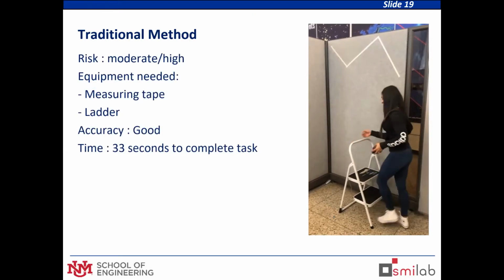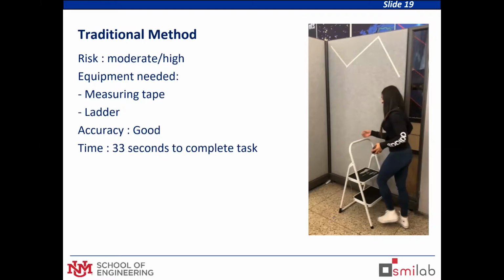We have a total summary of moderate or high risk because the inspector has to go up and down on the ladder. You have to carry the measuring tape. You should also include the accuracy. We say good, it could have some variance depending on the inspector, and the time was 33 seconds.